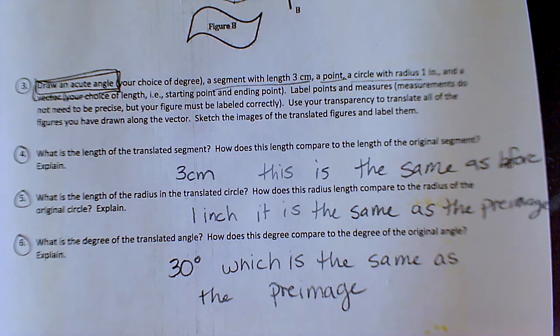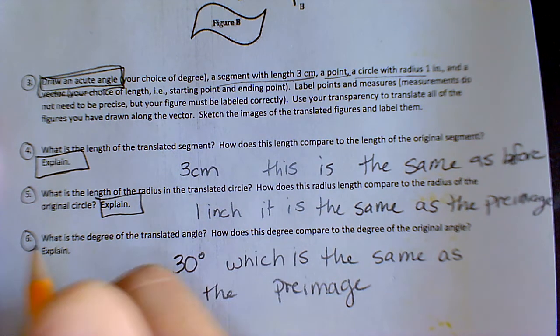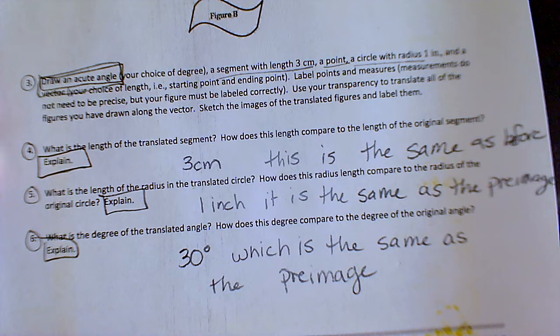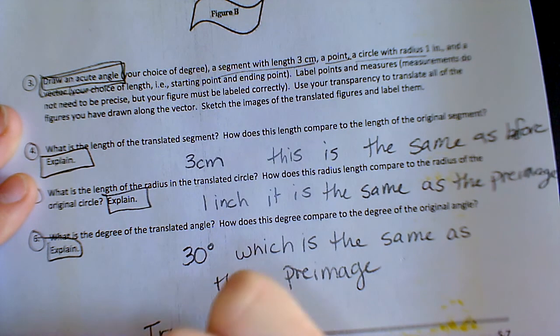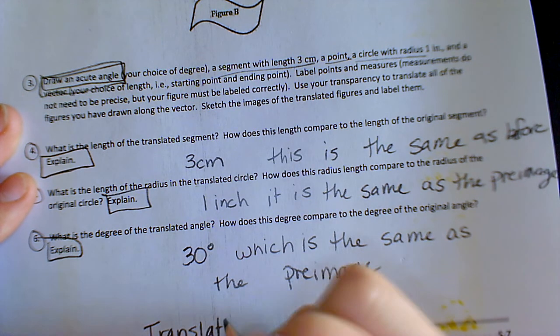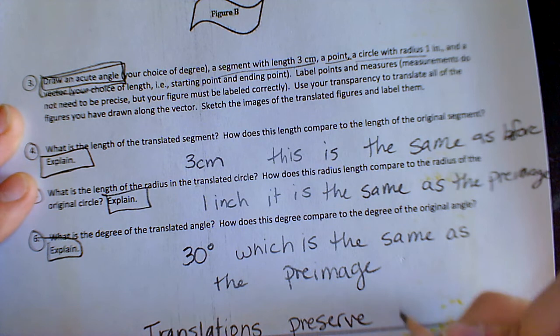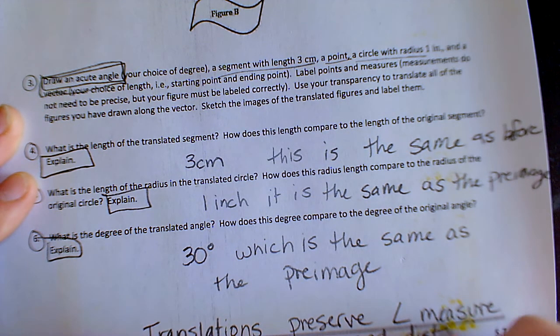It also asks us to explain. Translations preserve angle measures and distances. So we're going to write that for all of these. Translations preserve angle measure and distance.